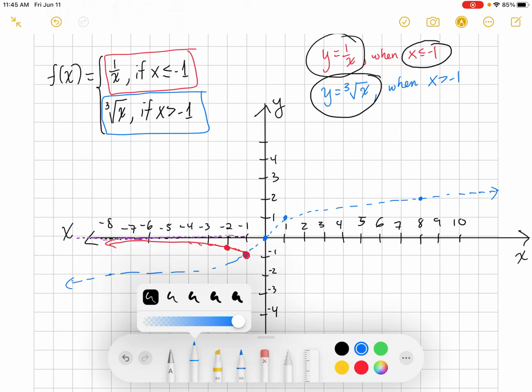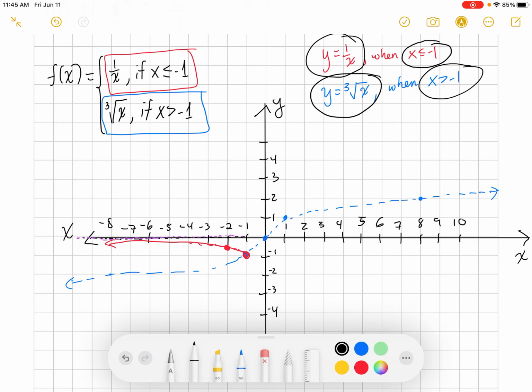Now we have to figure out where do we actually keep this blue curve? Well, the restriction on the x value is when x is greater than negative 1. So where is negative 1 as an x value? Well, it's right here. So we're going to find the blue graph, which is down here, and we're going to just keep it to the right of negative 1 when x is greater than. So we're going to shade this here, shade this here, and shade this here.